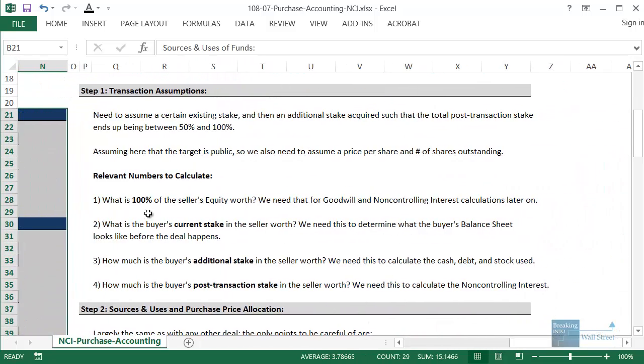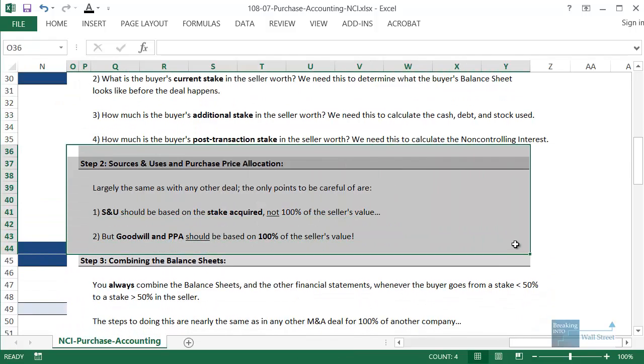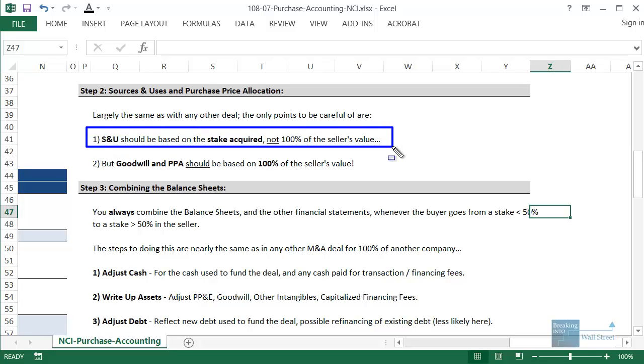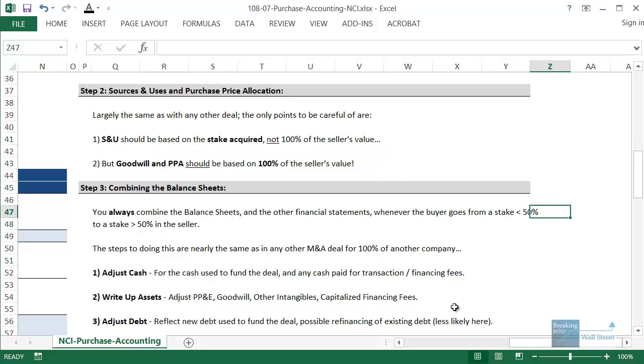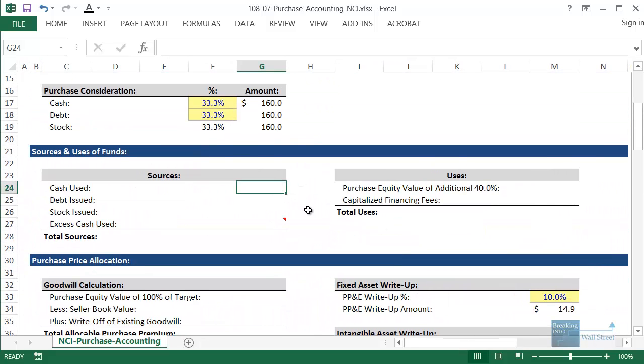I have some notes over here on the side, as always. With the sources and uses and purchase price allocation schedule, these are largely the same as what you do with any other company or M&A deal. But the tricky part is that the sources and uses has to be based on the stake acquired, not 100% of the seller's value, but the goodwill and purchase price allocation should be based on 100% of the seller's value. So it's a little bit counterintuitive how you set it up, and this is one of the trickier parts of this kind of setup in this model.